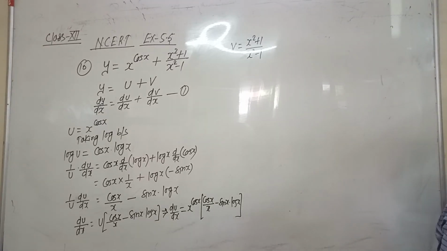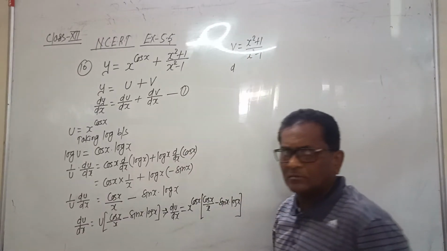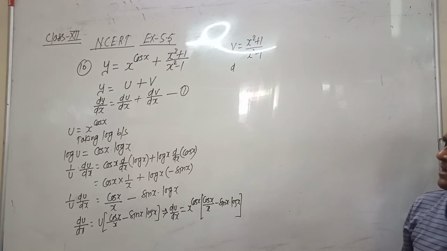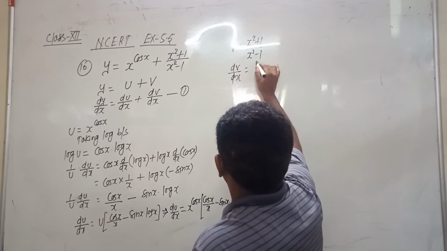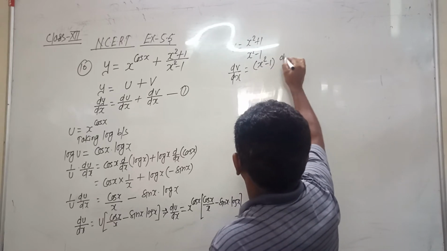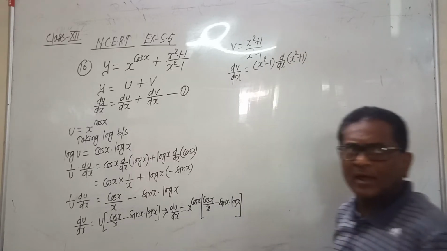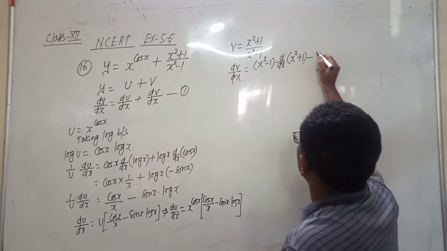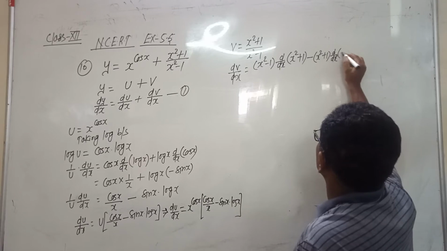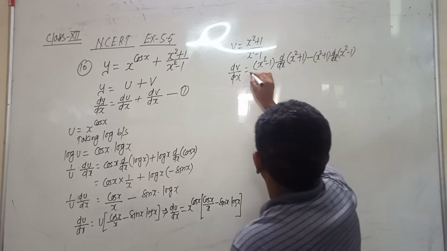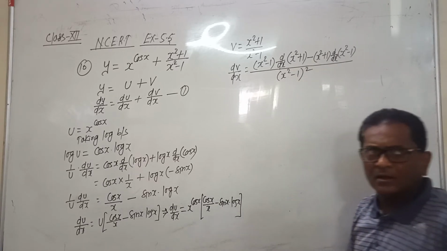This will be differentiated on the formula u by v. So no need to take the log, simply it is in the form u by v. So dv by dx equals v as it is and d by dx of u, means d by dx of x square plus 1, minus u as it is and d by dx of v, means x square minus 1, upon v square, x square minus 1 the whole square.